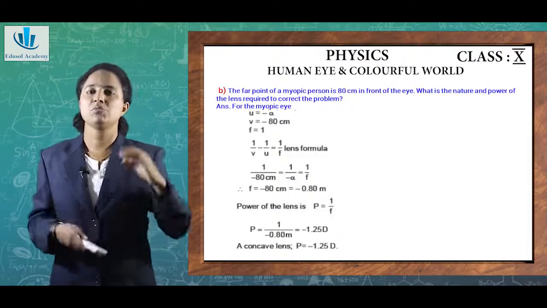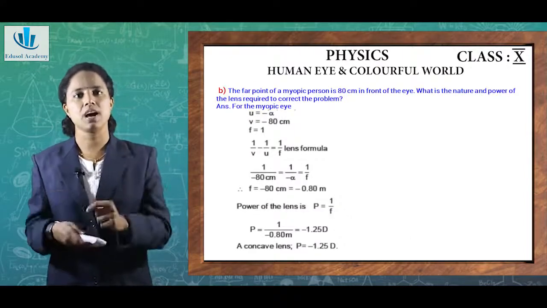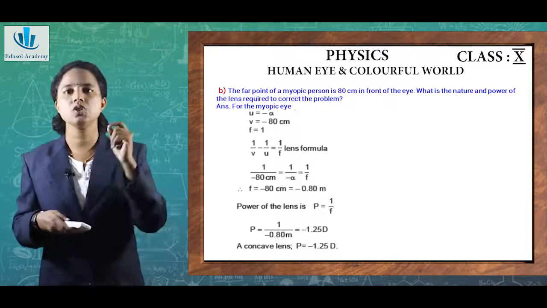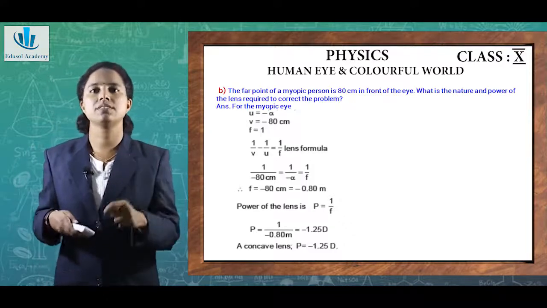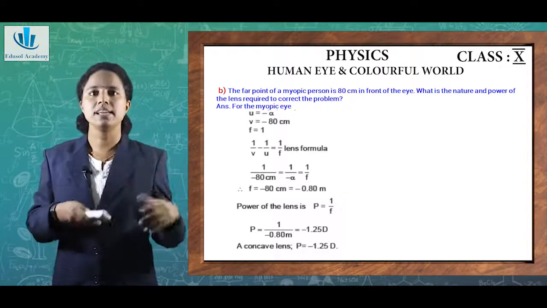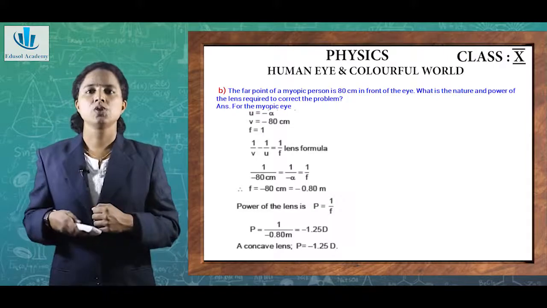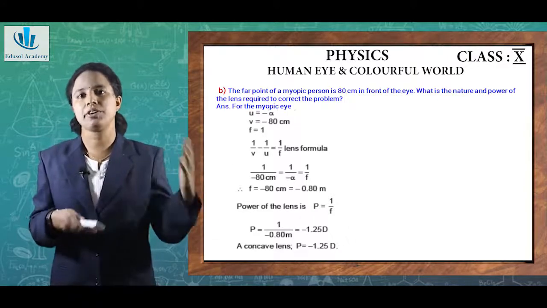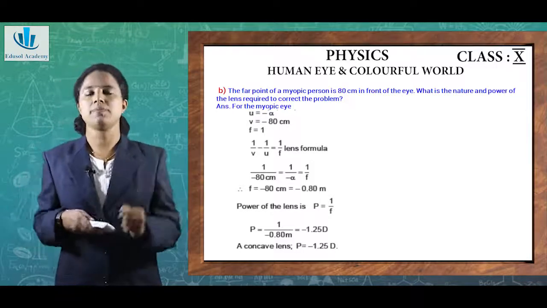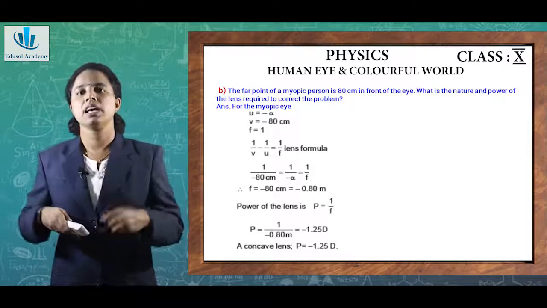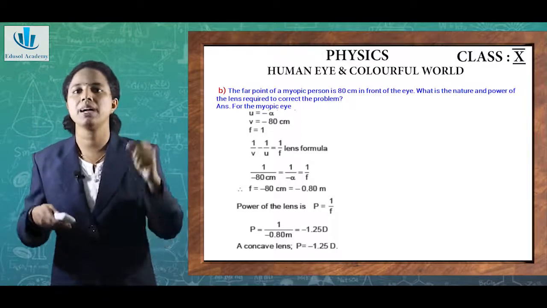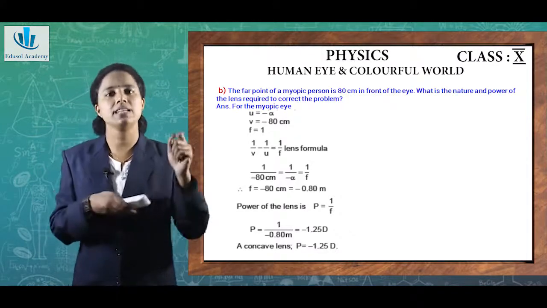Second part of the question is: the far point of a myopic person is 80 cm in front of the eye. What is the nature and power of the lens required to correct the problem? So you are given V, that is the image distance, as minus 80 cm. U is taken as minus infinity. Since the far point is in front of the eye, V is minus 80 cm and U is taken as minus infinity. The lens formula is 1 by V minus 1 by U equals 1 by F.